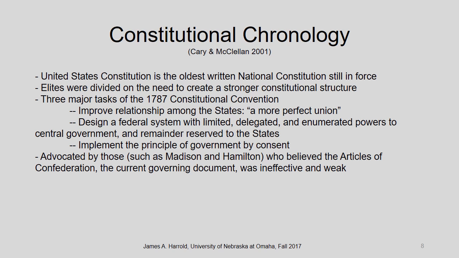So a few things about the Constitution. It is the oldest written national constitution still in force. I mean, it was a trendsetter, right? The British Constitution, what is referred to as the British Constitution, is not one written document.